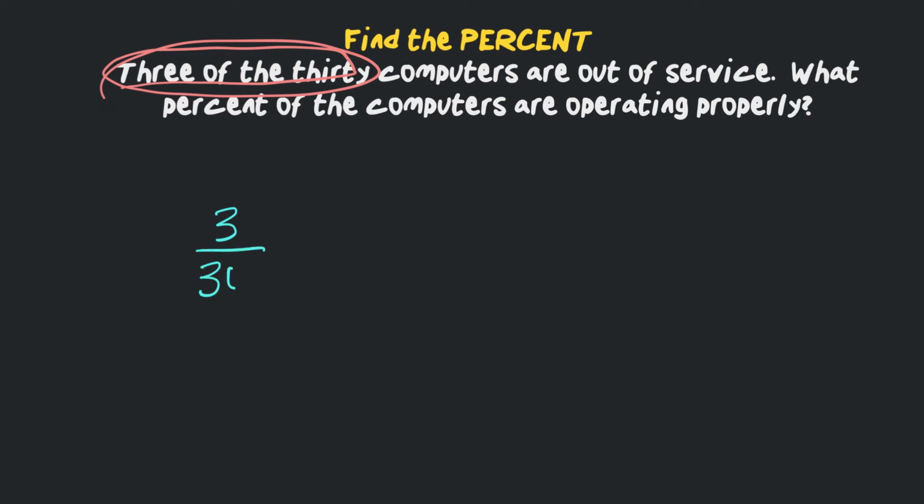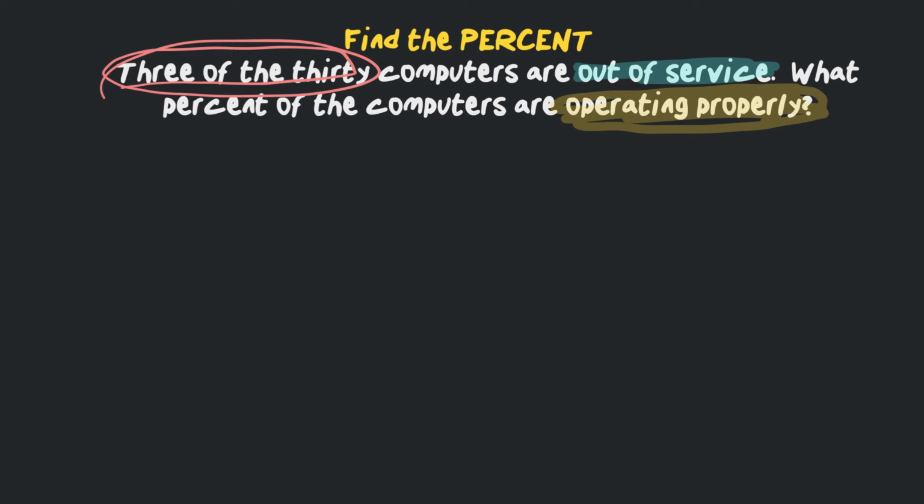3 of 30 are out of service. What percent... they were trying to trick us. Look at this: which computers are operating properly? But if you look up here, they're saying out of service. So be careful there. They almost tricked me. Let me erase. It's not letting me erase. Why is it not letting me erase? There we go.